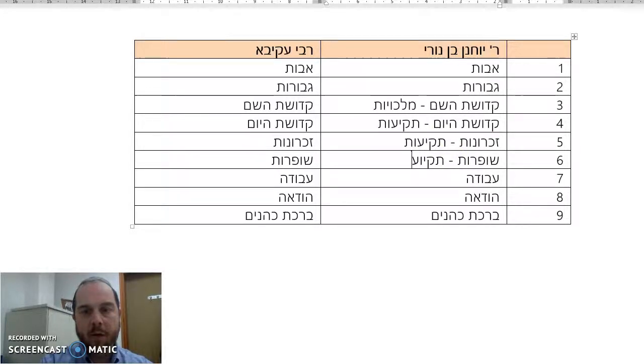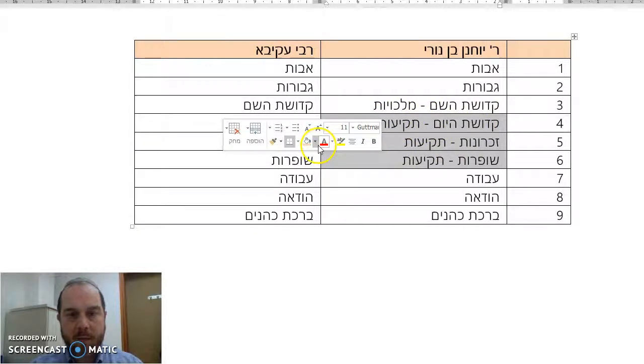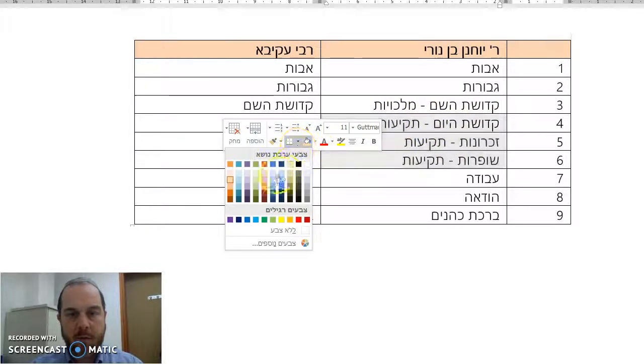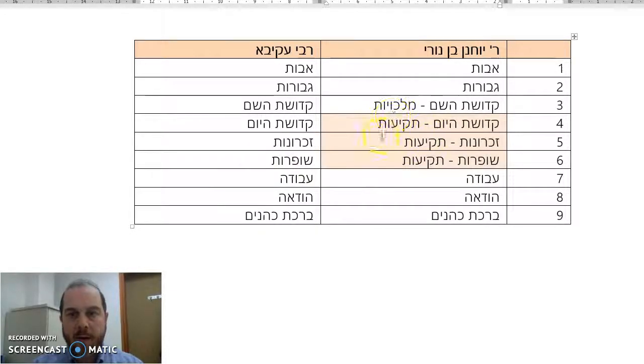So you have Tkiot, I should write Tkiot normally. You have Tkiot for these three brachot. Let's give it a color. We'll give it this color. But you do Malchiot and you don't blow the Shofar.